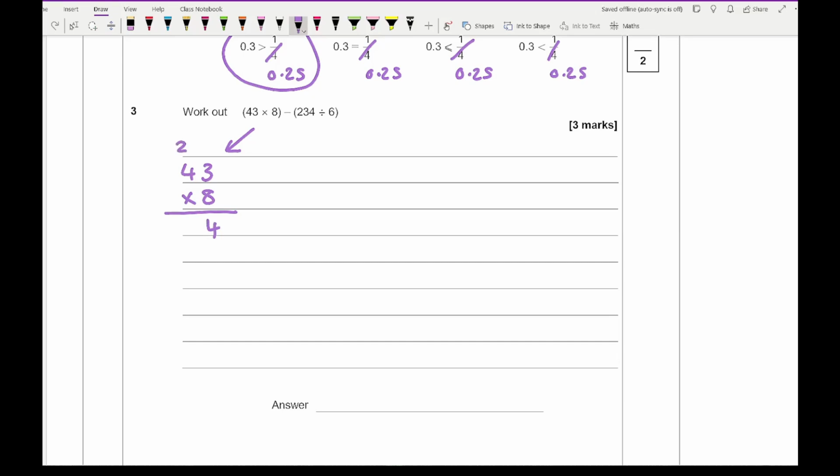And then 8 times 4, which is 32, plus the 2 is 34. Then I've got to do 234 divided by 6. I'm going to use the bus stop method. So I've got 2, 3, and 4.